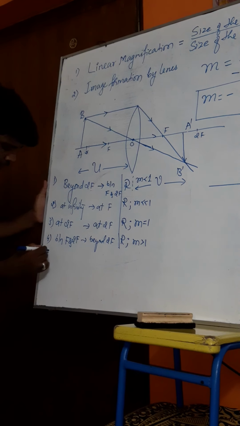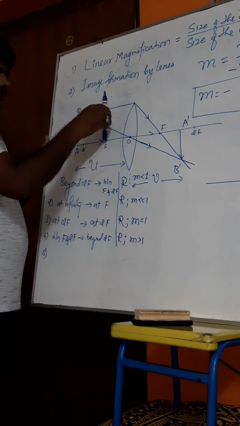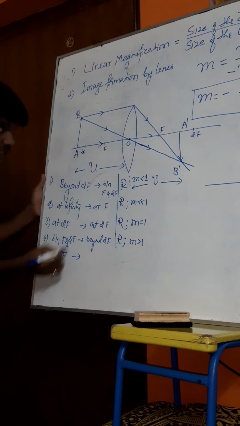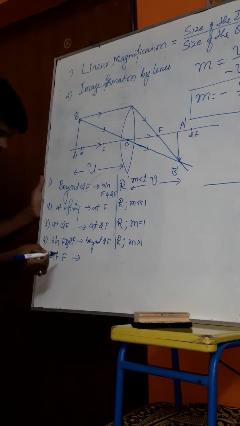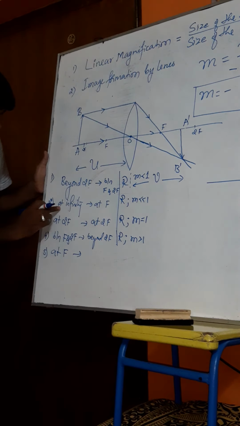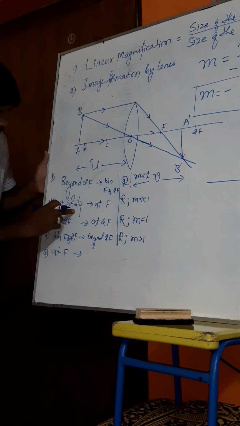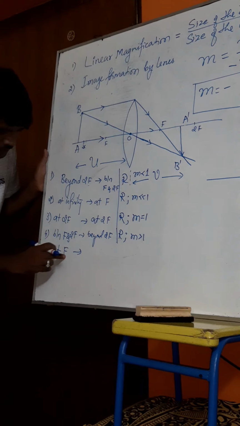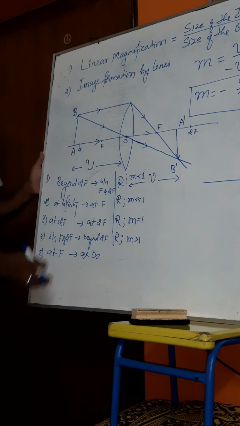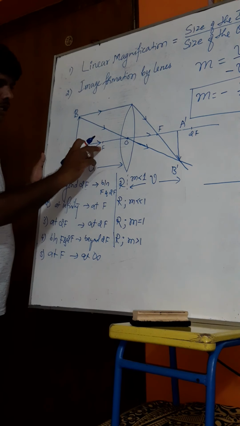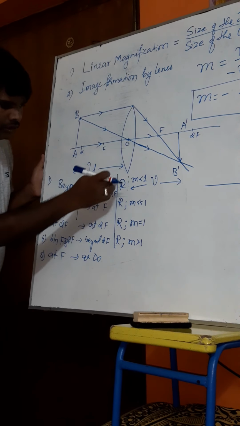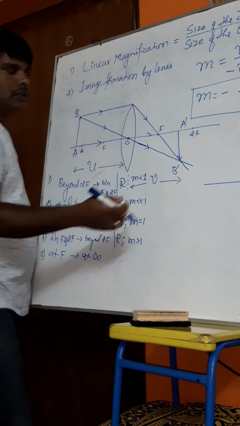Now, at the fifth position, on f: if the object is placed at f, at the principal focus, the image is formed at infinity. See here, initially the object is at infinity; same thing here also. If the object is placed at f, the image is formed at infinite distance. Now if the object is placed between f and O, the nature of the image changes from real to virtual.